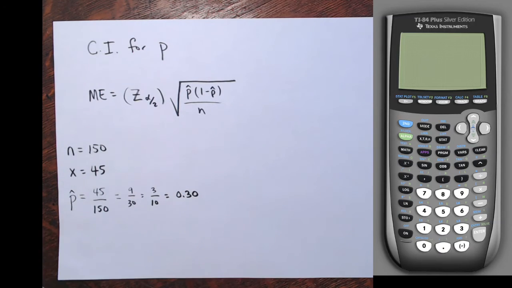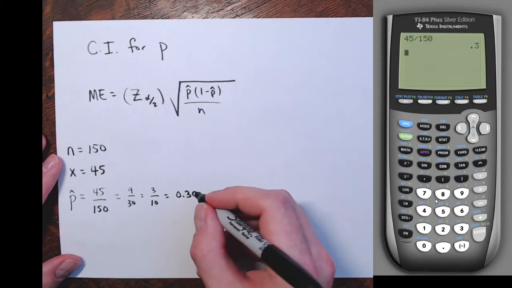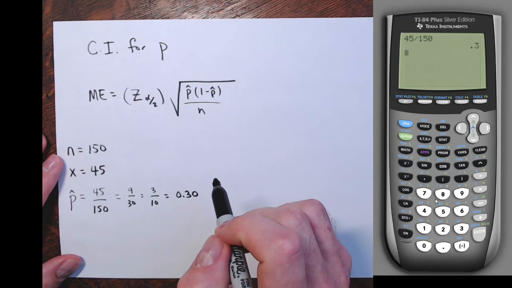That's 0.30. And just to absolutely double check my work, 45 is 15 times 3 and 150 is 15 times 10, that would be even faster. That's 30%. Fantastic. So we have our p hat.